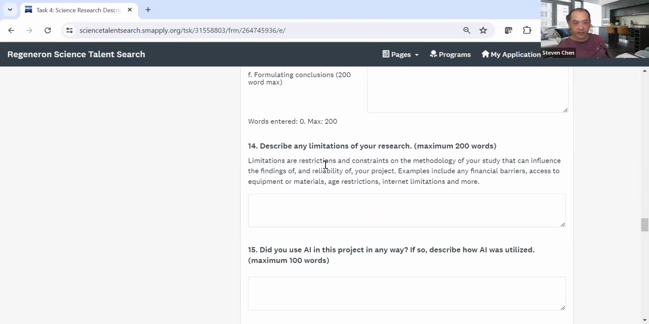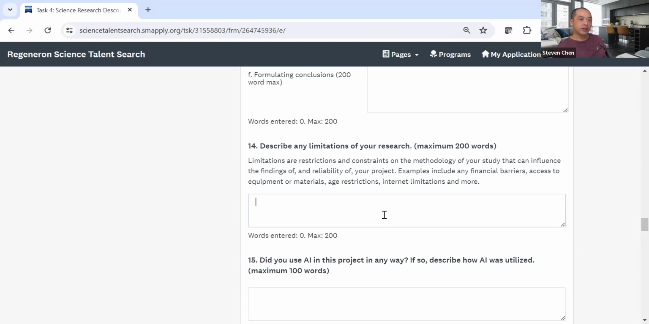Question 14, describe any limitations of your research. Every research has limitations. No research is perfect. So there are some skills to answer this question. First, you can't just say, okay, there's no limitation, my research is perfect. Some people answer this way because they are concerned that listing limitations will put them at a disadvantage. No. You must write down some limitations.